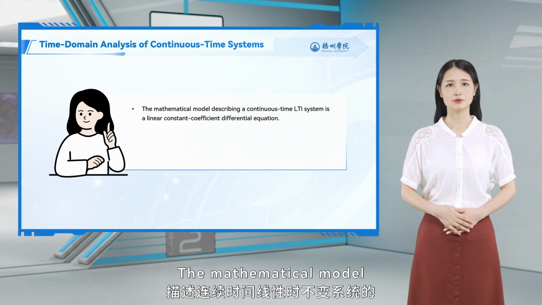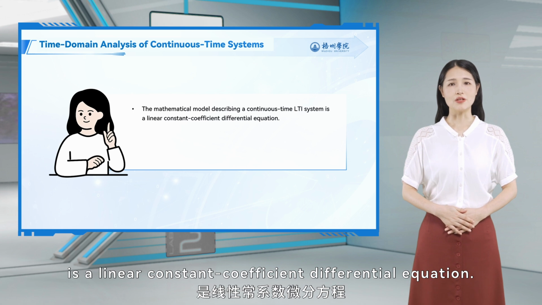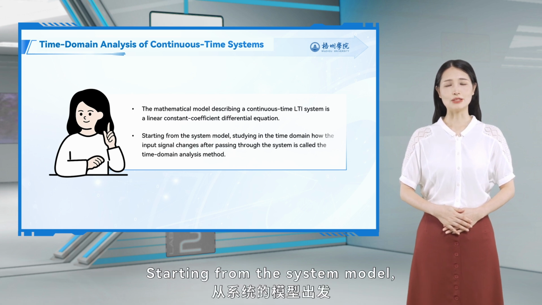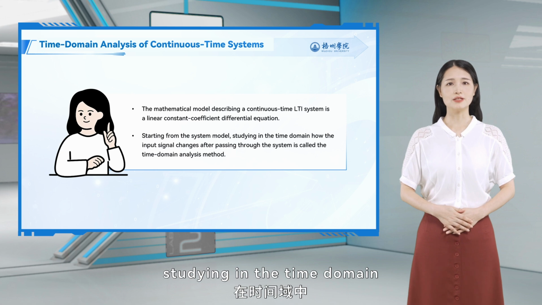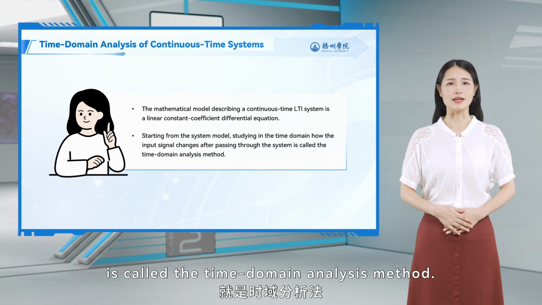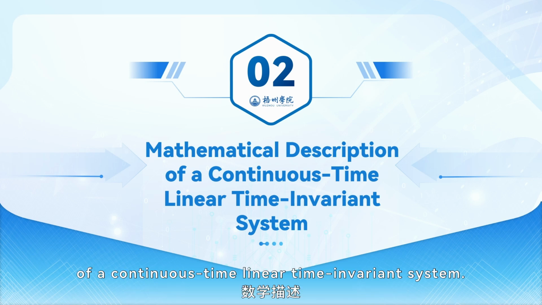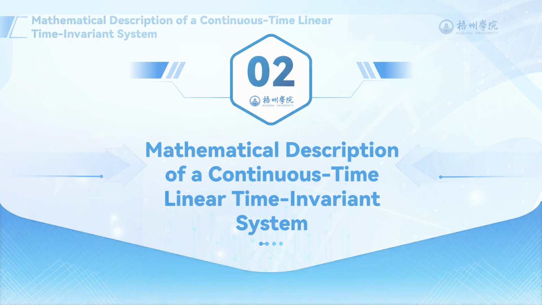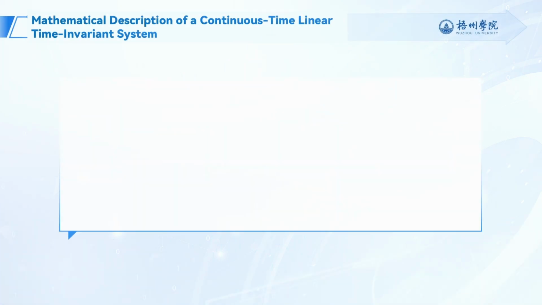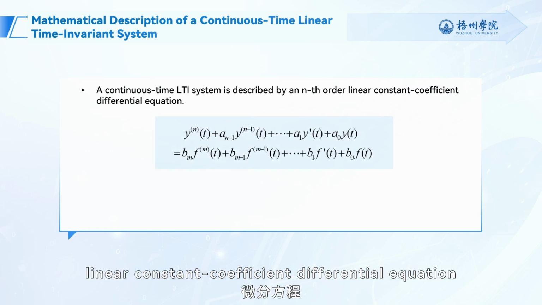The mathematical model describing a continuous time LTI system is a linear constant coefficient differential equation. Starting from the system model, studying in the time domain how the input signal changes after passing through the system is called the time domain analysis method. Next, we present the mathematical description of a continuous time linear time-invariant system. A continuous time LTI system is described by an nth order linear constant coefficient differential equation, as shown in the plot.